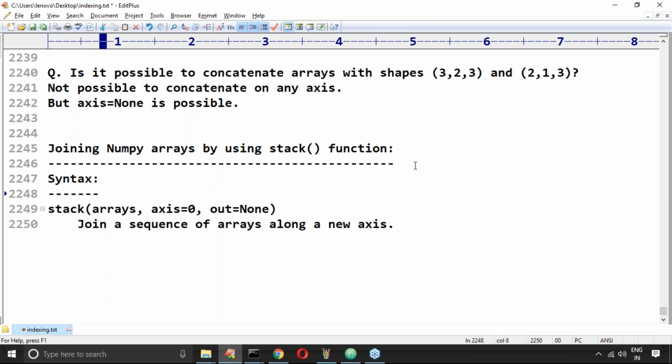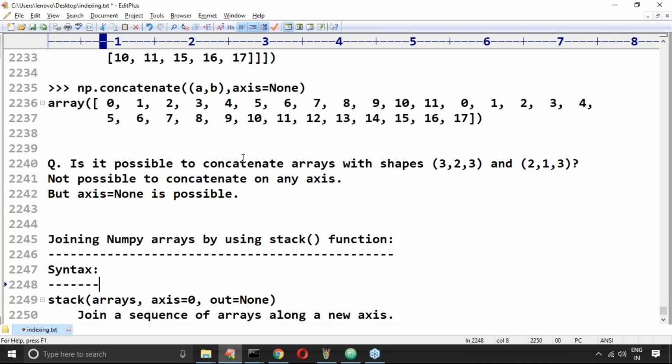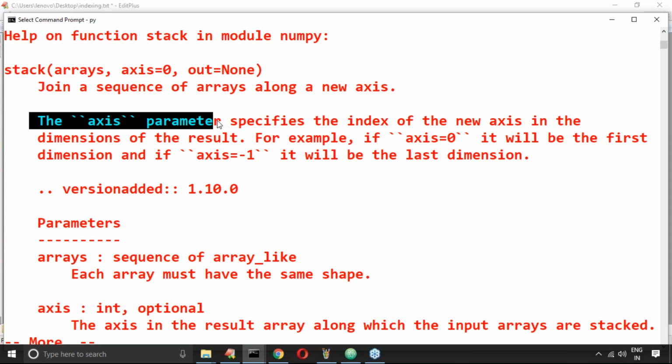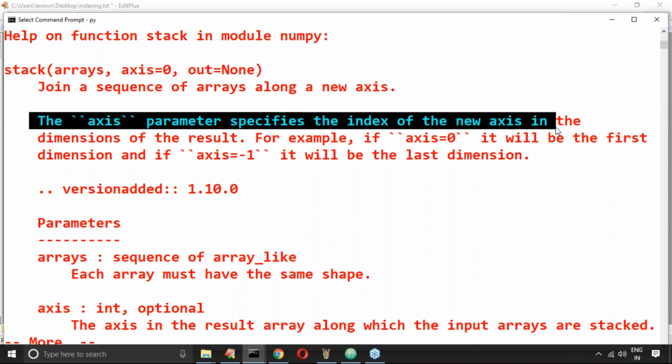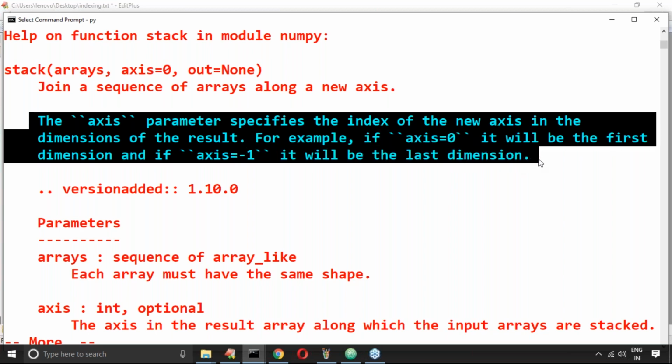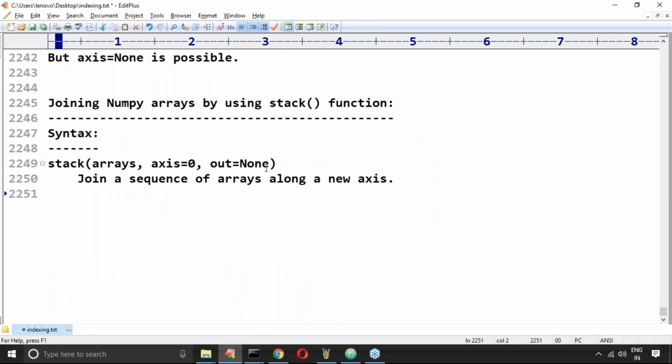Remember, in concatenation, the operation is always performed along an existing axis. But here we have a new axis, so we join according to the new axis. The axis parameter specifies the index of the new axis in the dimensions of the result. For example, if axis is 0, it will be the first dimension. If axis is -1, it will be the last dimension. Remember this carefully.